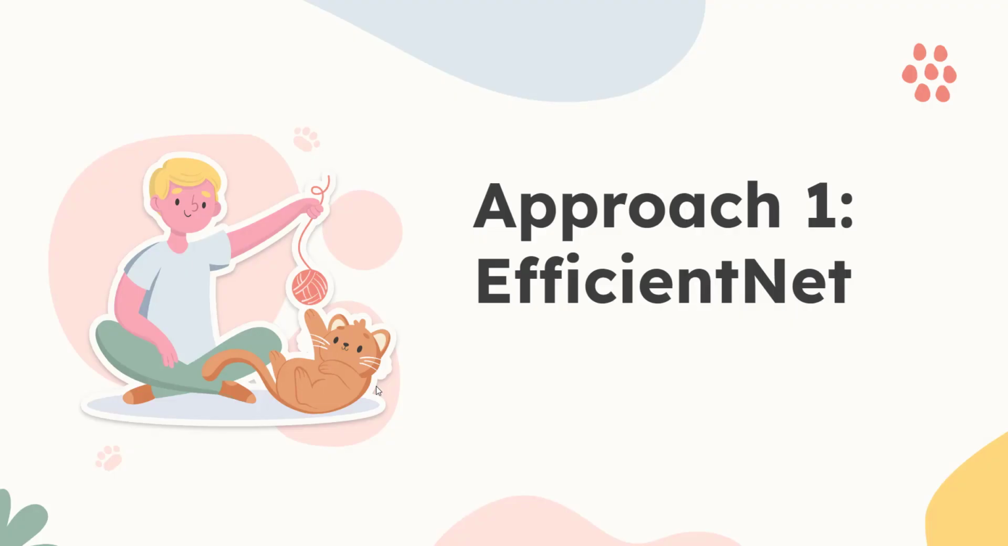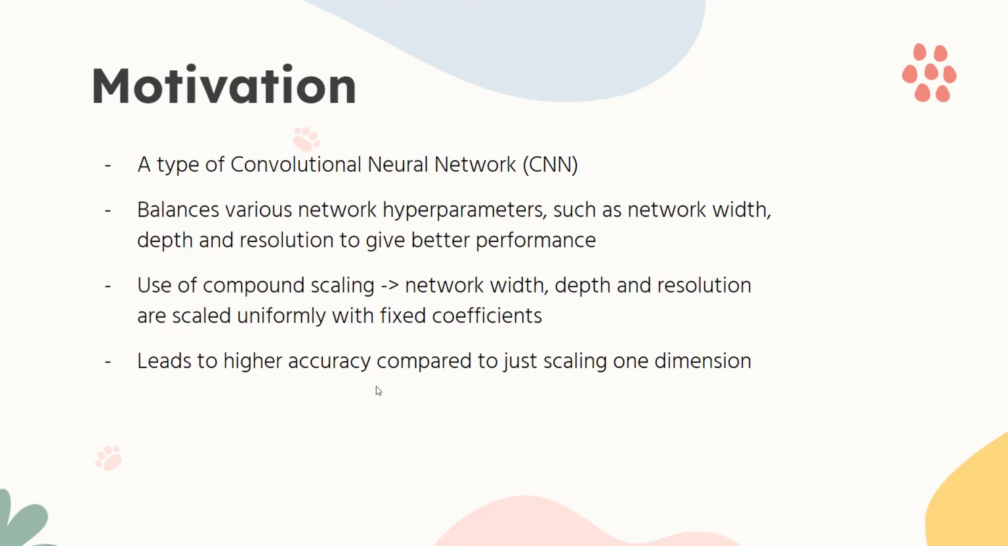Although we have explored various methods, we will focus on the methods which contribute to our proposed solution in this video. The first approach is EfficientNet. EfficientNet is a CNN which results in better performance by balancing various network hyperparameters, namely network width, depth, and resolution. As explained in the paper, a larger input image should require a deeper and wider network to capture more details from the image. Hence, the main idea proposed is to use compound scaling where the network width, depth, and resolution are scaled uniformly with a fixed coefficient. This leads to higher accuracy compared to just scaling one dimension.